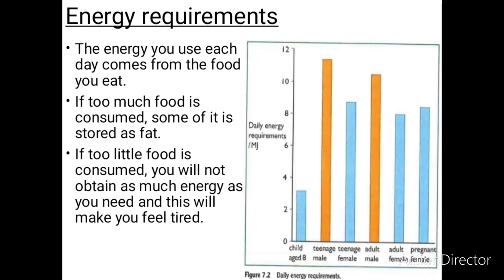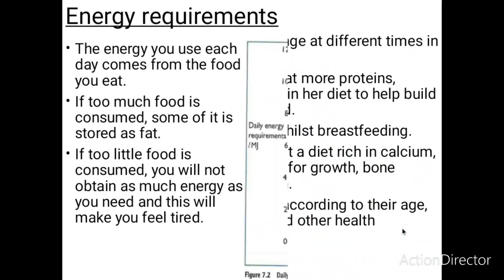If too little food is consumed, you will not obtain as much energy as you need, and this will make you feel tired. In this graph, we can see the daily energy requirements for different age groups. So children need less energy than adults. And basically, males need more energy-giving foods than females. And pregnant females and teenage females need more energy than other females. So basically, these are the daily energy requirements for the different age groups.